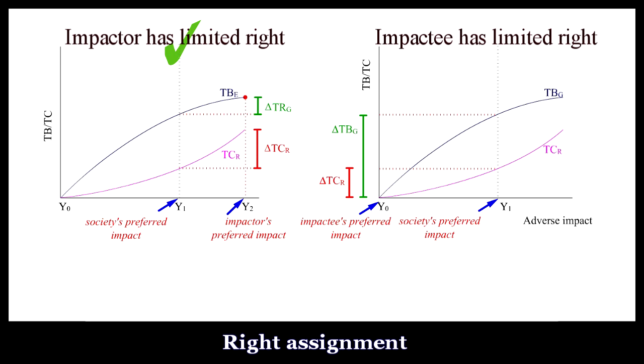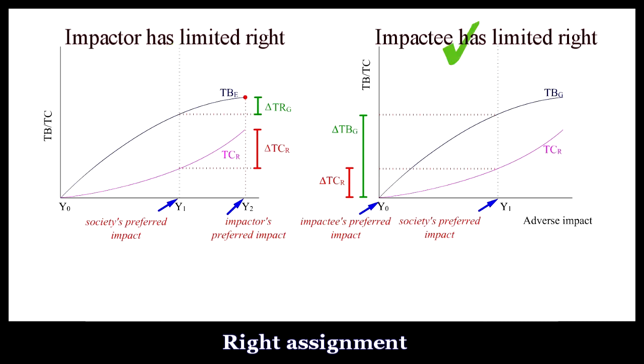If the impactor is allowed to impact no more than Y1, it would cost society less by forcing the impactor to cut impact from Y2 to Y1 than requiring the impactee to compensate the impactor or subjecting the impactee to maximum adverse impact. Since the impactor can cut impact unilaterally, no negotiation cost is involved.